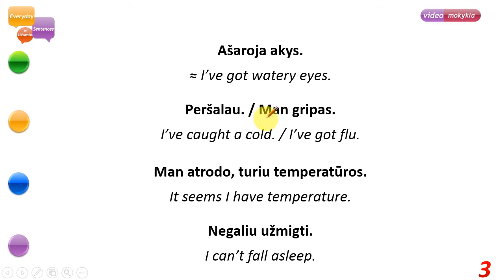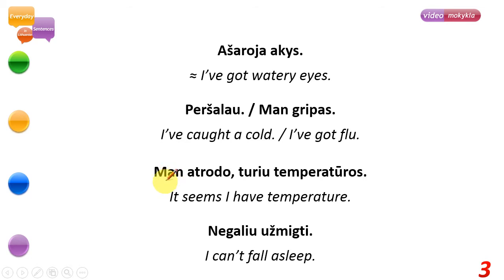So man gripas, I've got a flu, or aš sergu gripu, I have a flu. Sergu means I have an illness. Aš sergu gripu. When you're using the word sergu, you use the instrumental case.